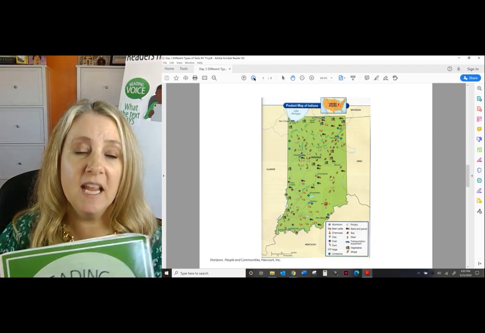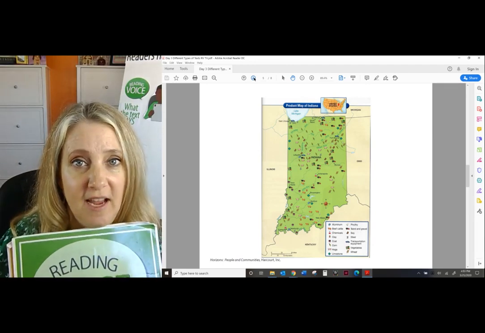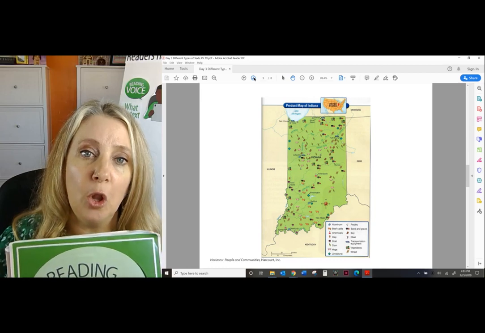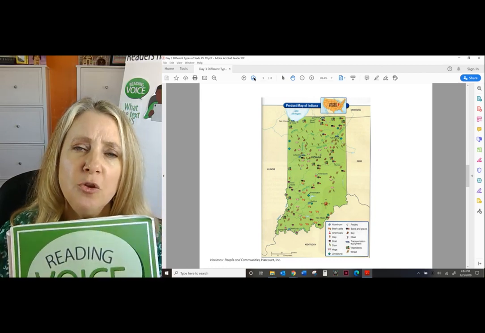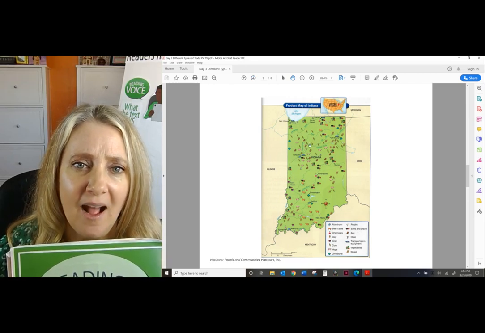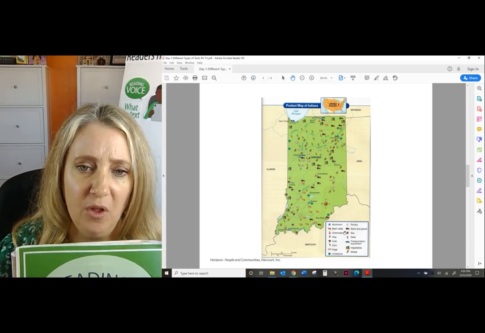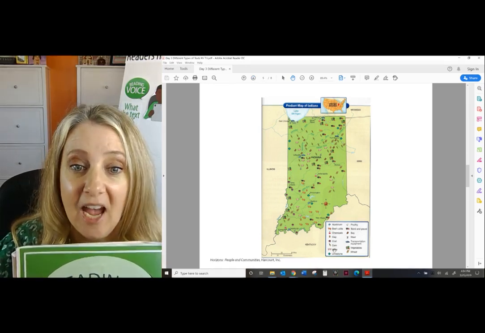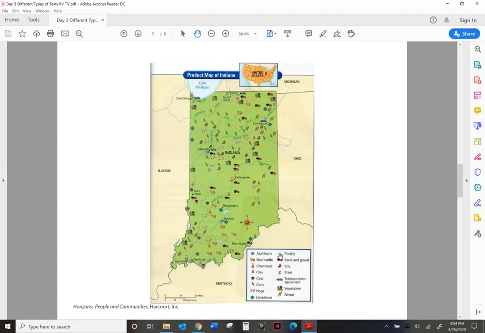Okay, let's keep going because there are other types of text where we can use our reading voice and thinking voice. Let's say you're in social studies class and you're starting to look at maps and you are really diving in to all of the different icons that you see, for example, on this map. Well, you have to check the key, right? You have to see what all those icons represent.